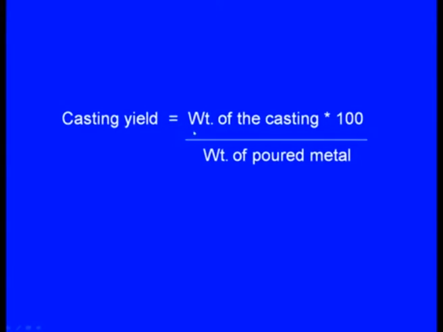What is this casting yield? Casting yield is defined by the weight of the casting divided by the weight of the poured metal multiplied by 100. In the case of sand casting, the casting yield will be 70 to 80%. It means if we are melting 100 kgs of molten metal, we can make only 80 kgs of the casting. 20 kgs of the molten metal is not used for making the component. As the casting yield becomes higher and higher, it would benefit the industry, but here the casting yield is 100%.